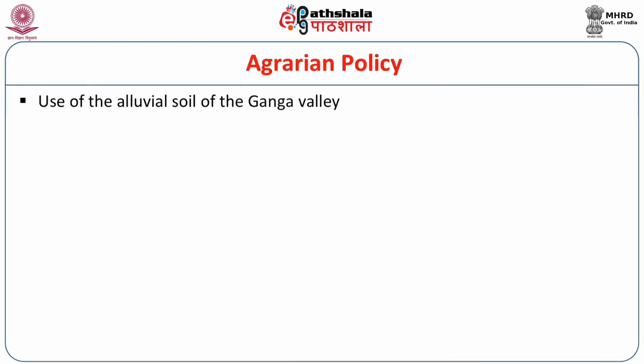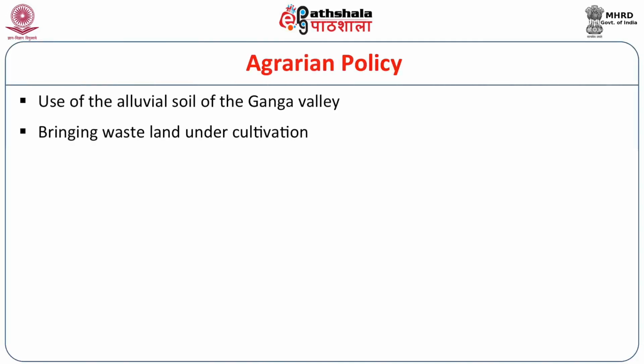Use of the alluvial soil of the Ganga valley. Students, you understand agricultural operations can be carried out in this type of soil, alluvial soil. It is better to carry out agricultural operations in this type of soil. Number 2, bringing wasteland under cultivation. The land lying waste, unused, to be brought under cultivation so that agricultural prosperity can be ensured.